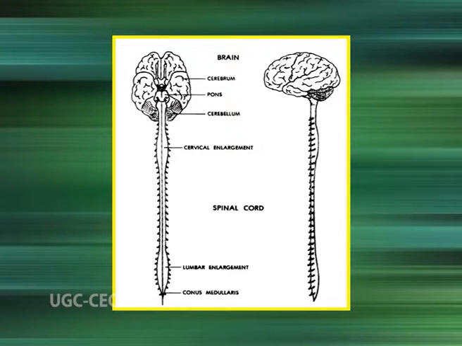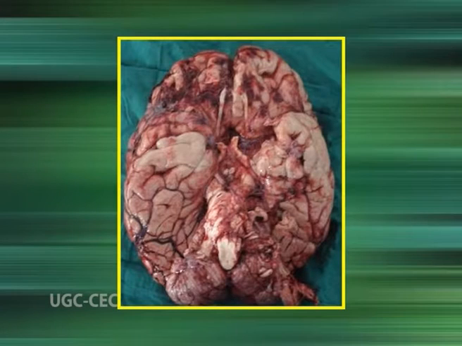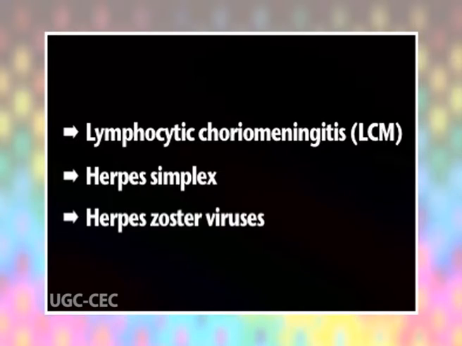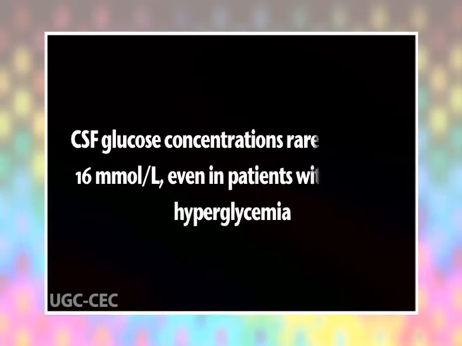The CSF glucose concentration is typically normal during viral CNS infections, although exceptions have been reported in patients with meningoencephalitis due to mumps, enteroviruses, lymphocytic choriomeningitis, herpes simplex and herpes zoster viruses. The CSF to serum glucose ratio has limited utility in neonates and in patients with severe hyperglycemia. CSF glucose concentrations rarely exceed 16 mmol per liter even in patients with severe hyperglycemia.